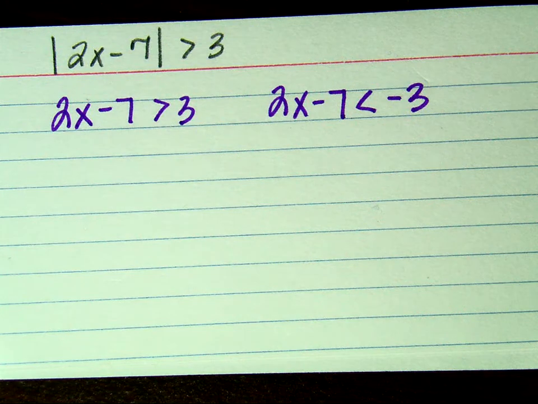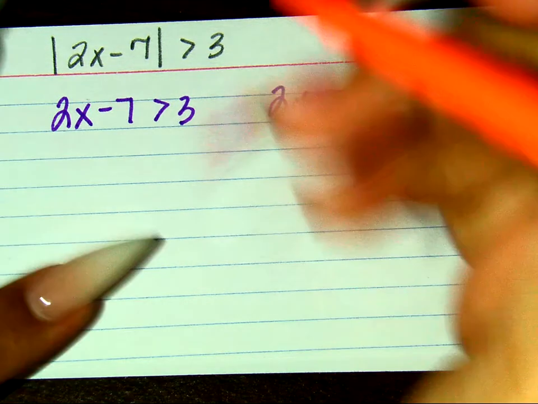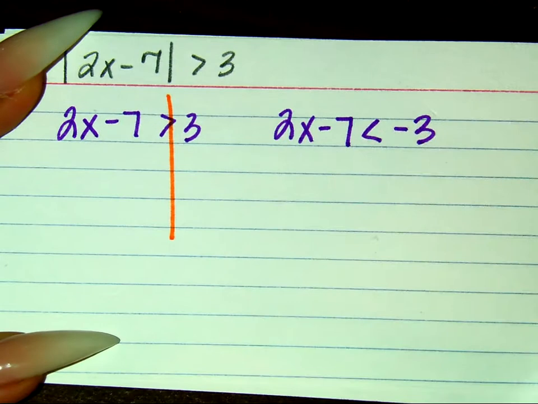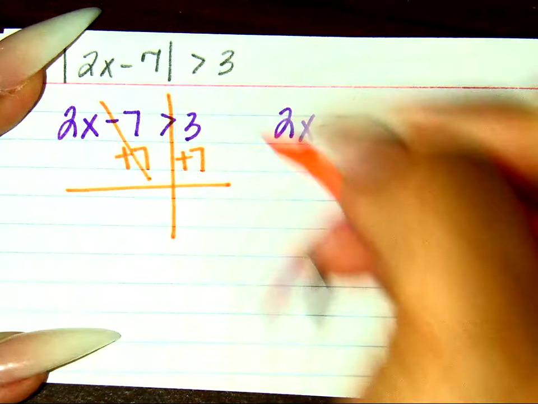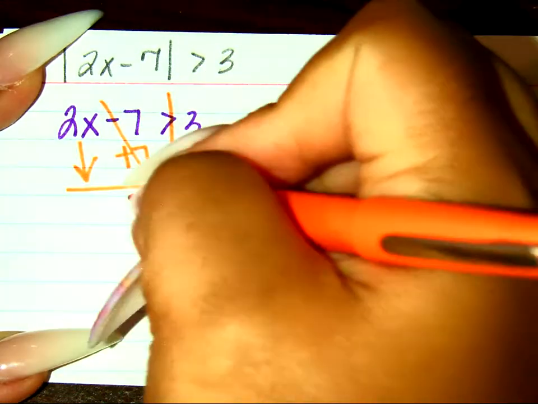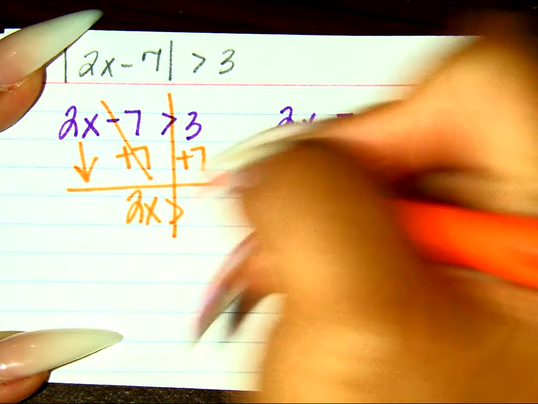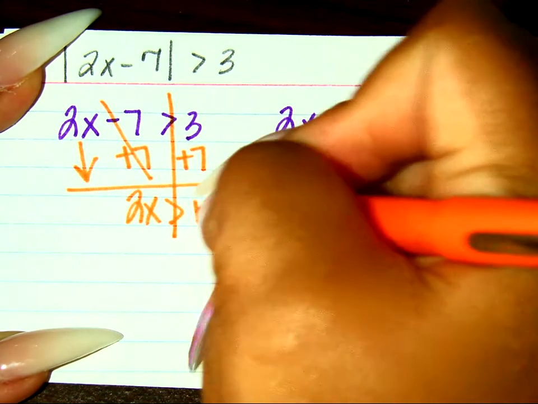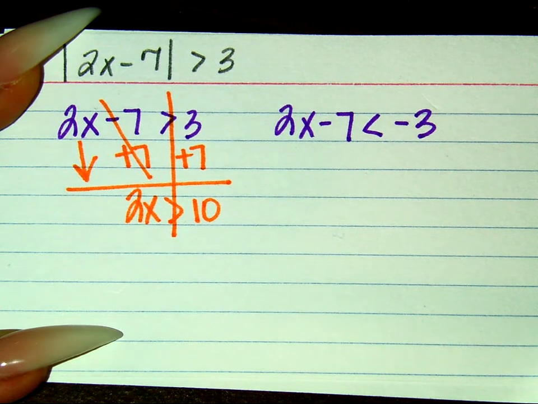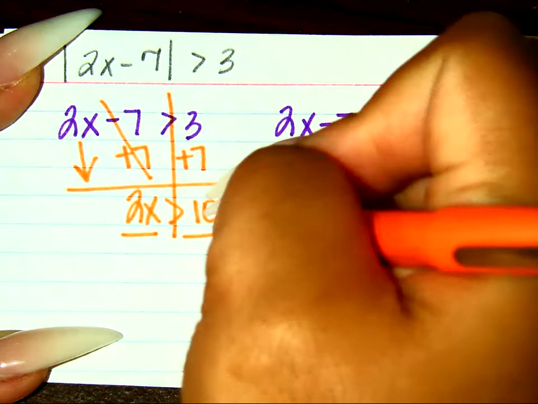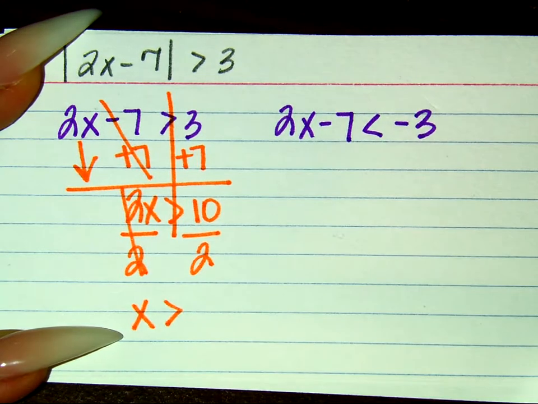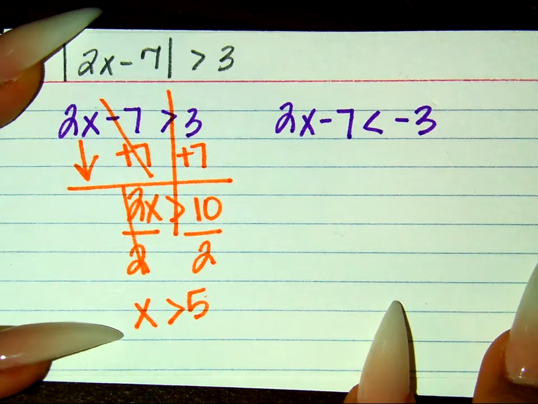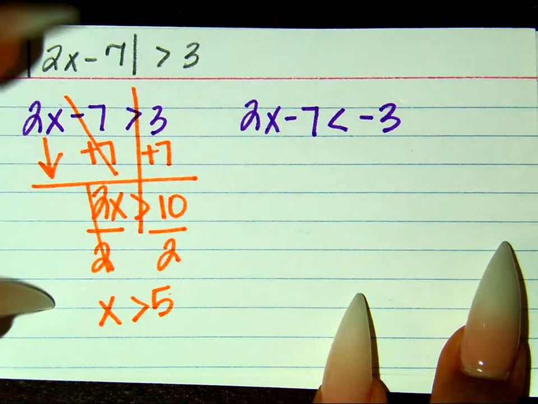And now we are going to just solve the inequality for x as we normally would. So I'm going to start by drawing my river, and I'm going to add 7 on both sides. Alright, and I'm going to drop down 2x, drop down my inequality symbol, and 3 plus 7 is 10. We are still trying to get x by itself, so we're going to divide both sides by 2. 10 divided by 2 is 5. So this first case says x is greater than 5.